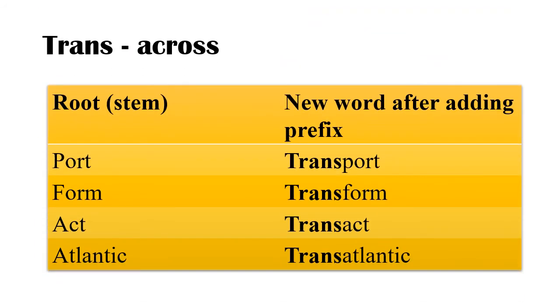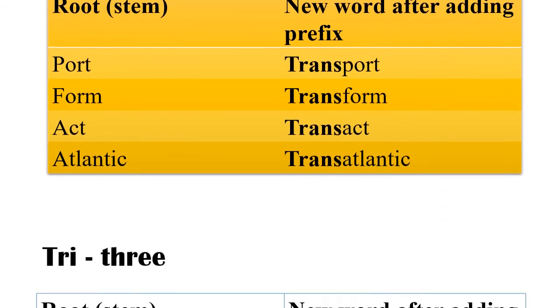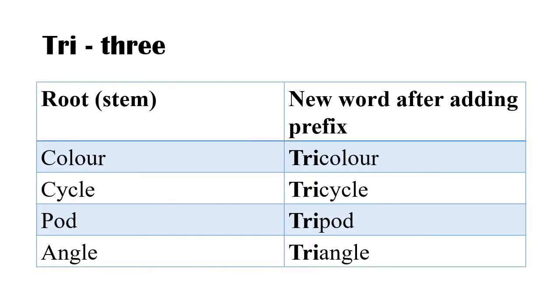Trans means across. The words formed after adding prefix trans are transport, transform, transact, transatlantic. Tri means three. The words formed after adding prefix tri are tricolor, tricycle, tripod, triangle.